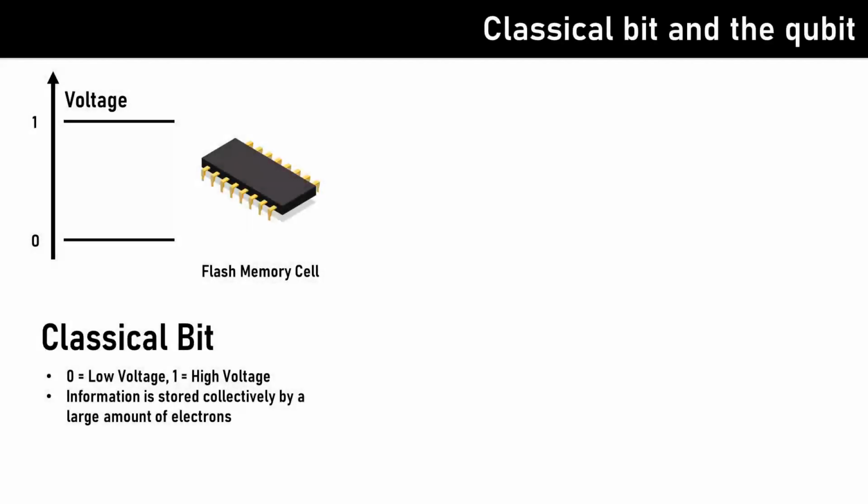First of all, recall the classical bit, the smallest unit of information, represented by two different states, which are labeled 0 and 1. In electronic devices, like in flash memory cells, those values are encoded by voltages, where the state 0 is referred to as low and state 1 as high voltage. For a classical bit, the information is stored collectively by particles; in our example of a flash memory cell by several magnitudes of order of electrons, typically 10 to the power of 5.